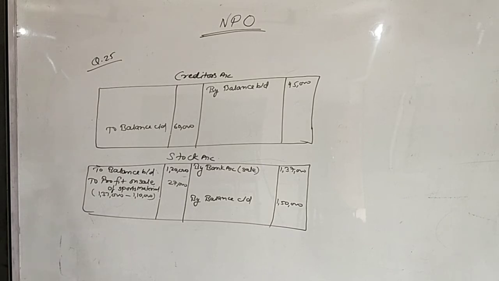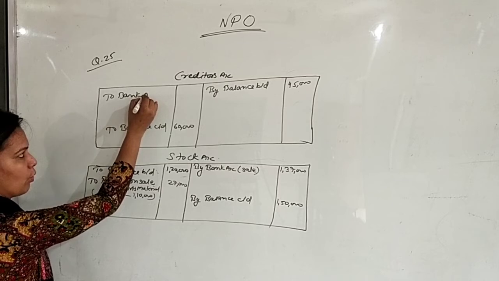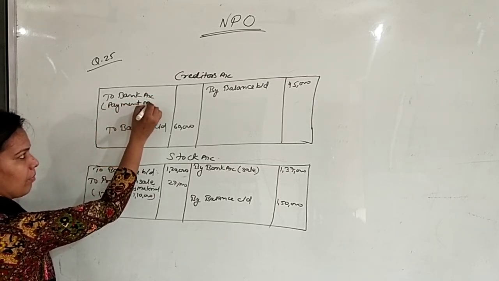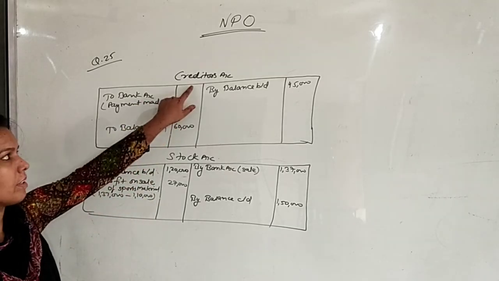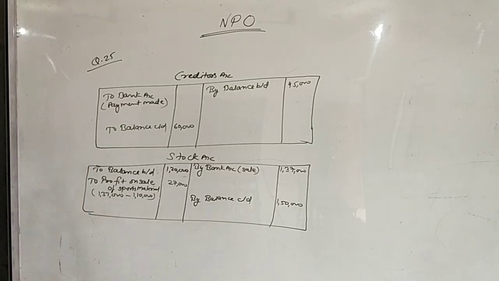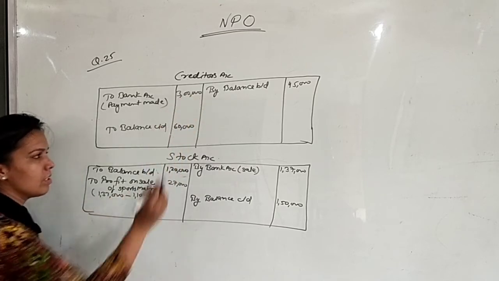Payment side, by creditors for sports material, 3 lakh payment made. You made a payment to your creditors, so it will be written on the debit side of creditors account, to bank. Here you can write payment made, because whenever you pay your creditors, your entry will be creditors account debit to bank account. So the posting is here to bank 3 lakh. You are paying creditors 3 lakh rupees.